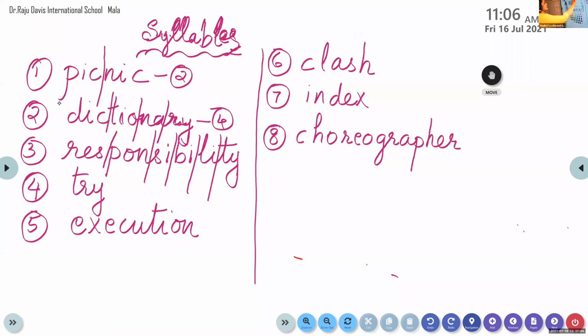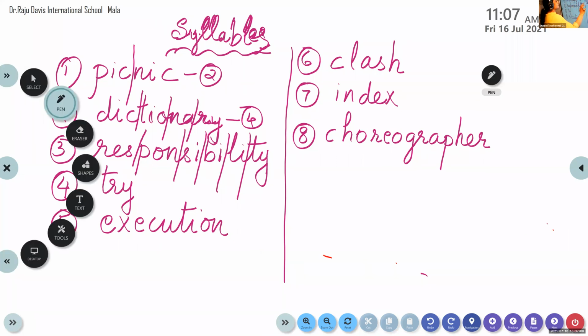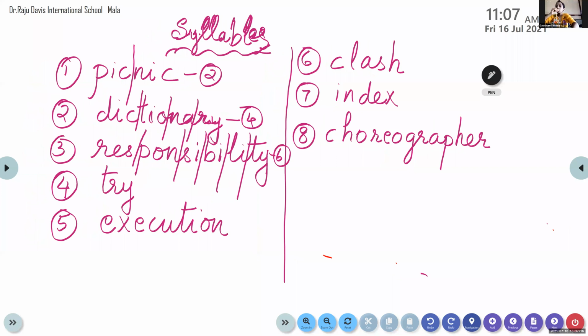So that's 6. And now, fourth one. How many syllables are there in the fourth word? One. Exactly. One syllable. It's a monosyllable word. Because see, you cannot see a vowel letter here. T-R-Y. All the 3 letters are consonants. But there is a vowel sound that is I. So this word has only 1 syllable.